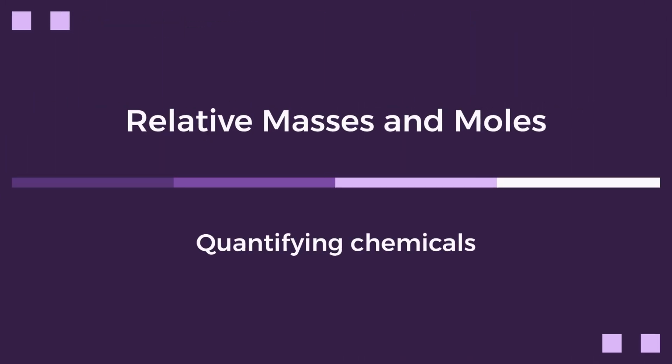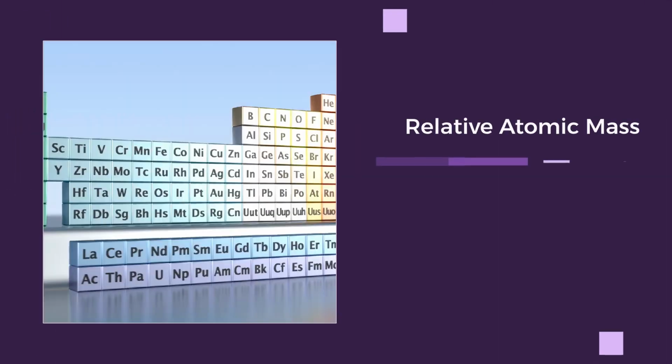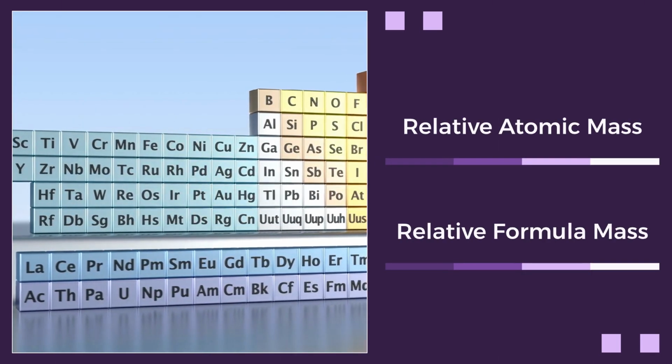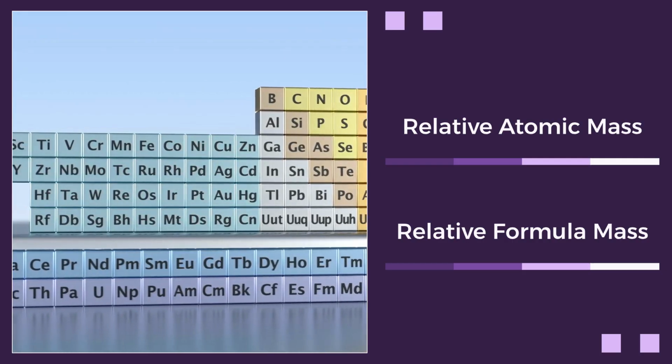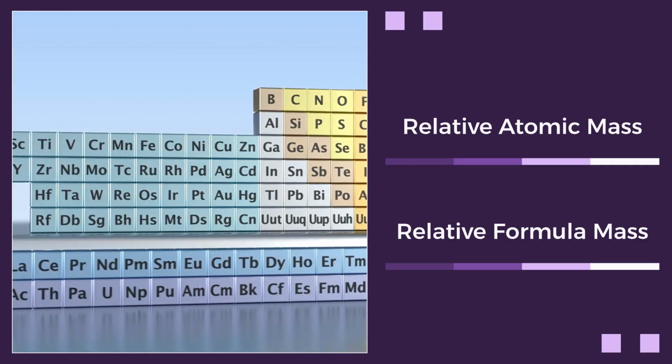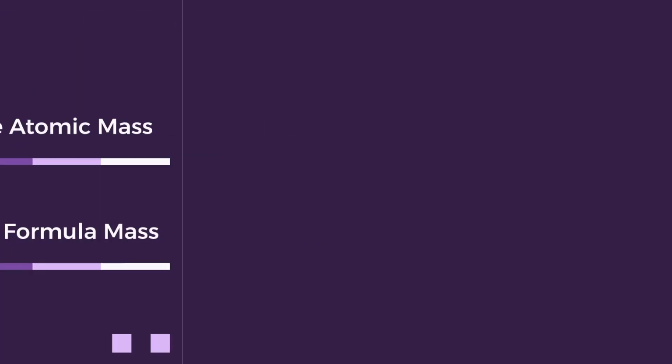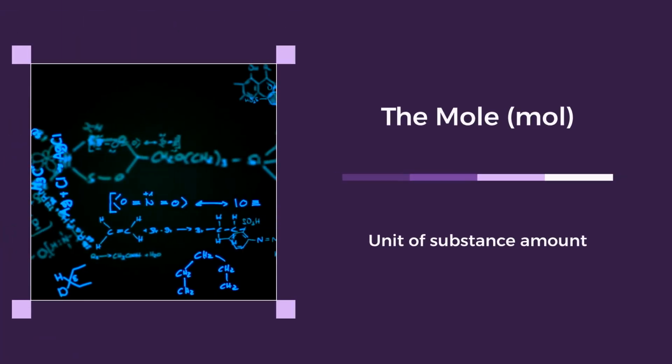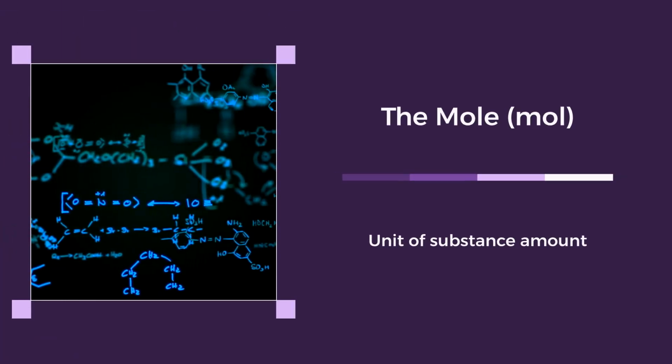Atoms are tiny, so we use a scale of relative masses to make calculations manageable. This leads us to the critical mole concept. Relative atomic mass, A_r, is the weighted average mass of isotopes. Relative formula mass, M_r, is the sum of the A_r values for all atoms in a compound. The mole, abbreviated as mol, is the standard unit for the amount of substance.